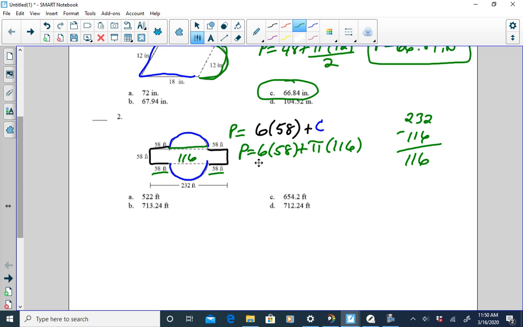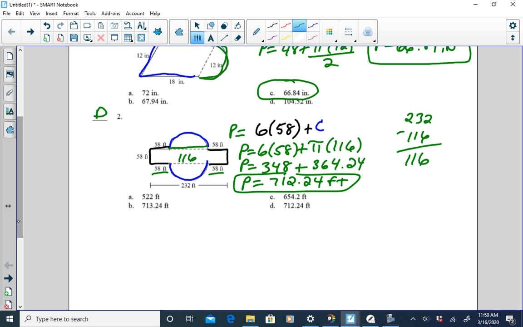Well, I take my calculator and I multiply 6 times 58. That's going to be 348. So the perimeter is going to be equal to 348 plus, we have 3.14 times 116. That's going to be equal to 364.24. So my perimeter is going to be equal to the sum of those three numbers. So when we add the 348 plus the 364.24, we get 712.24 feet. And that would be answer D. That would be answer D for number 2.